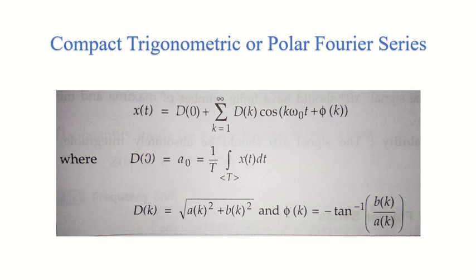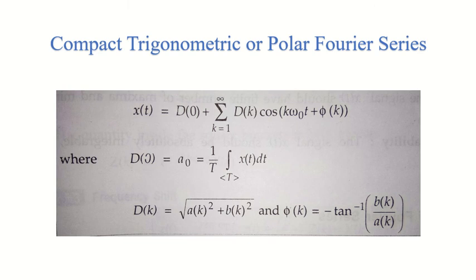And here what is d0? d0 is a new term here. Its value is the same as a0, no change, but we are just calling it d0 for the compact trigonometric series. We call a0 d0, and the formula also remains the same. The formula is 1 upon T, integration over the time interval of x of t into dt.